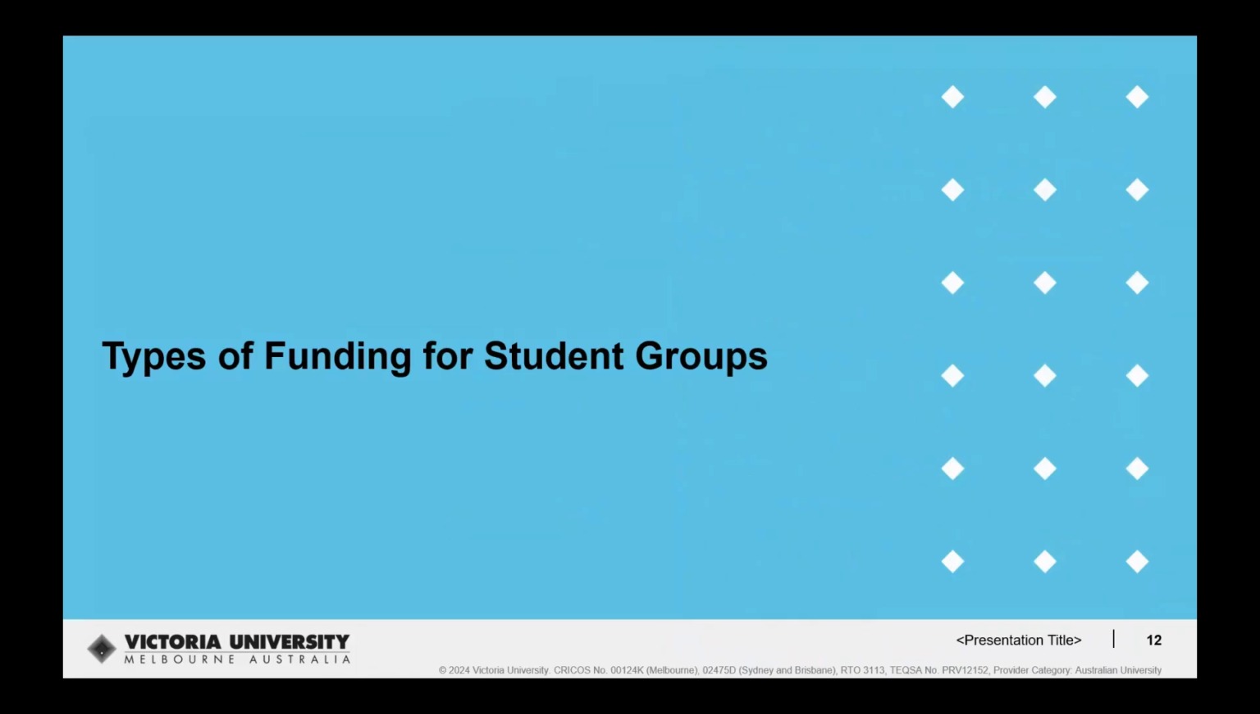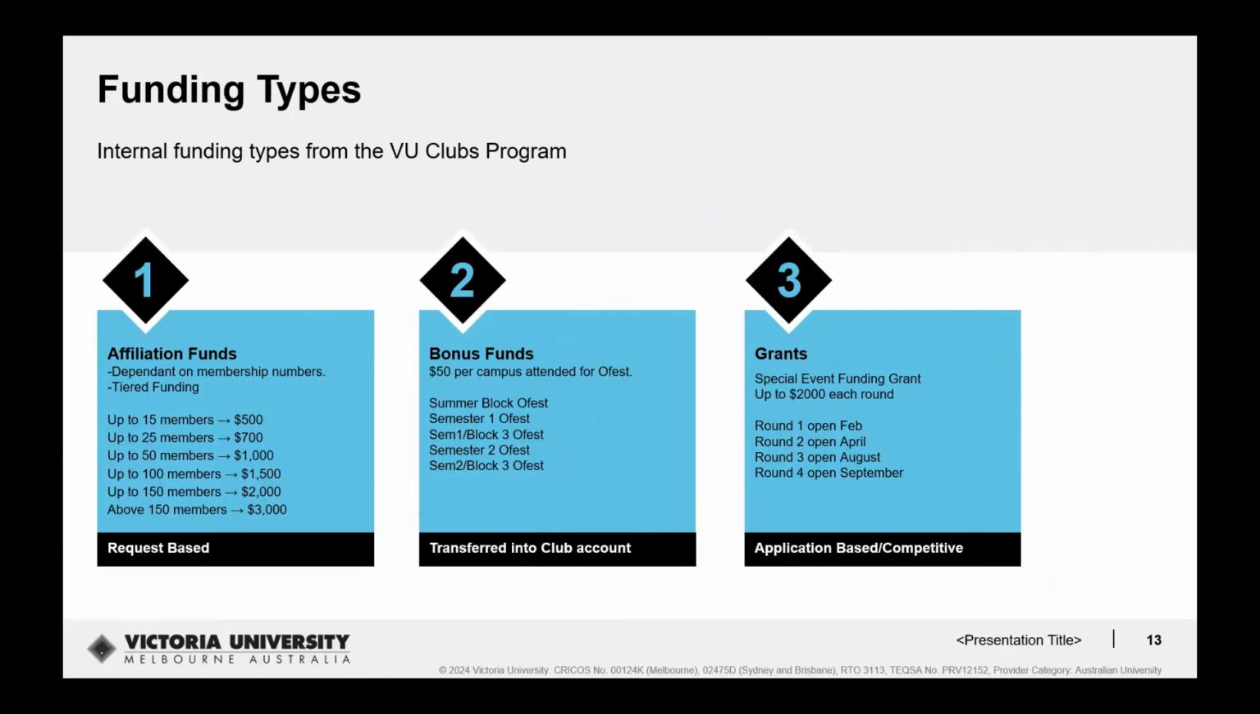We'll now talk about the types of funding that your student groups are eligible for. Internal funding types for the VU Clubs program are listed below in the tables. The first is the affiliation funds. The amount that you're eligible for is dependent on the membership numbers of your group. We also offer clubs bonus funds when they attend our OFest events. You get $50 per campus for attending an OFest event.